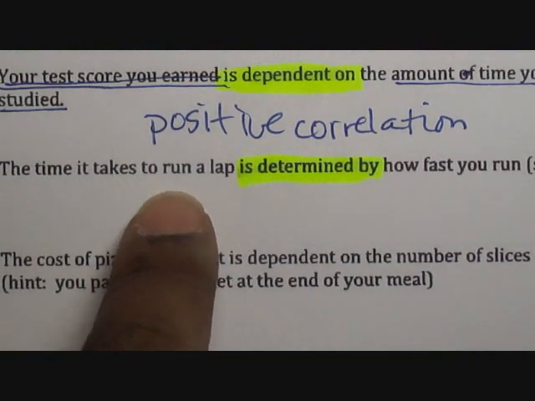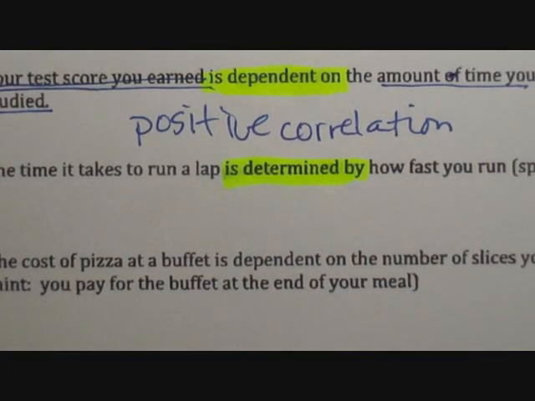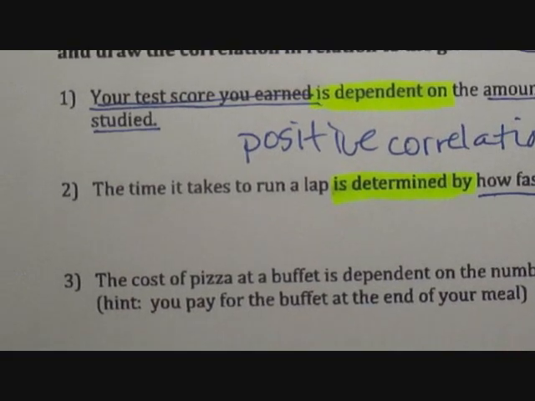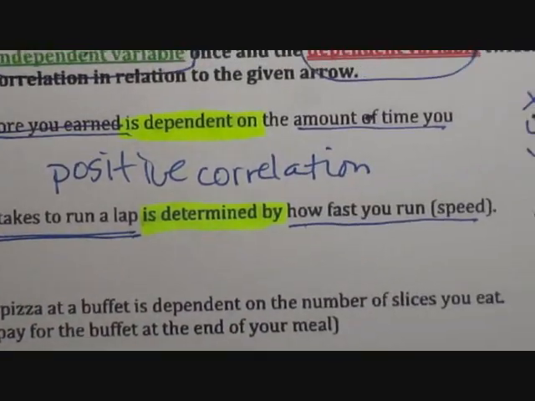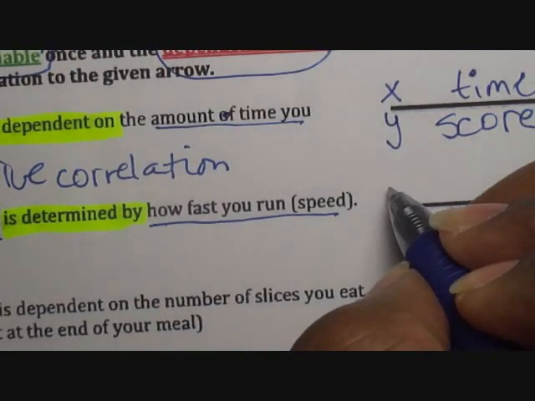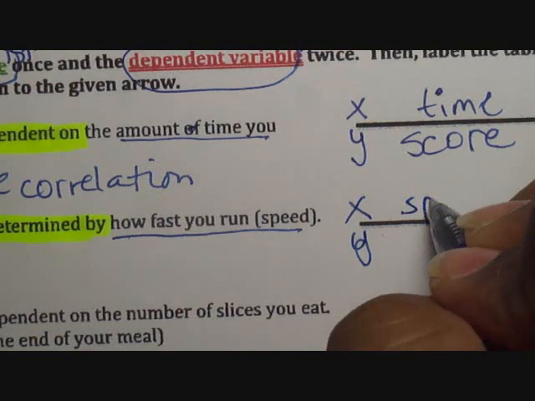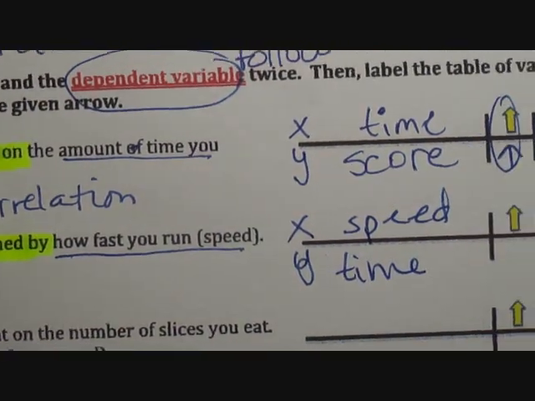Does the time we run a lap in determine how fast we run? No, you have to run before you can time anything. So how fast we run, or the speed, is what happens first, and then we can get our time on how fast we ran. Okay, so this is our independent variable. This is our dependent variable. Our speed and our time. Go ahead and mark those in.